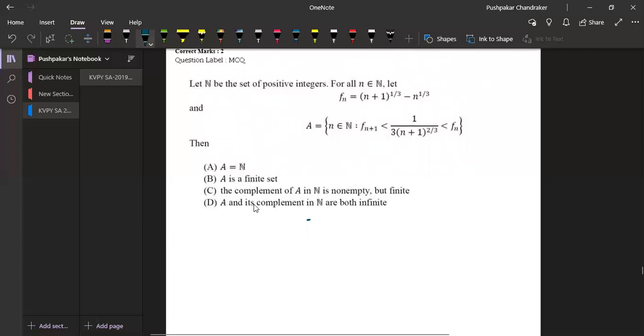So fine. First we'll learn what is binomial theorem for fractional part. So binomial theorem for fractional part is 1 plus x power n, where n is a fraction, is equals to 1 plus nx plus n into n minus 1 by 2 factorial x square and so on.